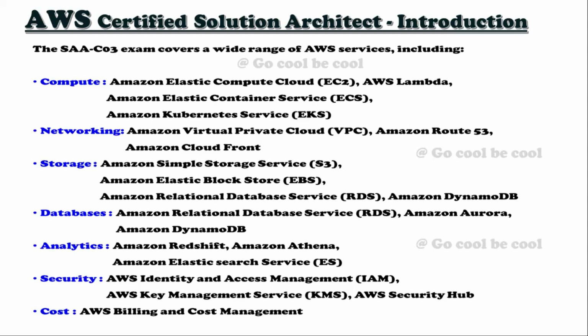What are the services they are going to do? 21 major services: Amazon Elastic Compute Cloud, Lambda, Elastic Container Service, Kubernetes Service, Virtual Private Cloud, Amazon Route 53, and CloudFront. Then Simple Storage Service, Elastic Block Store, Relational Database Service, and DynamoDB. In databases, Amazon Relational Database Service, Aurora, DynamoDB, Redshift, Athena, ElastiCache. Then Identity and Access Management, Key Management Service, AWS Security Hub, and finally Billing and Cost Management.